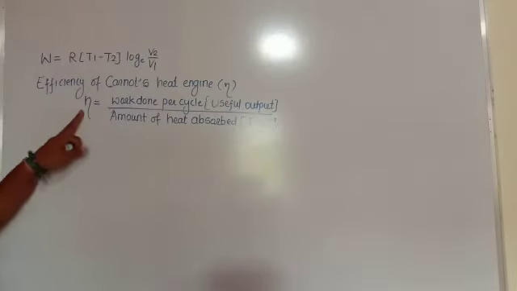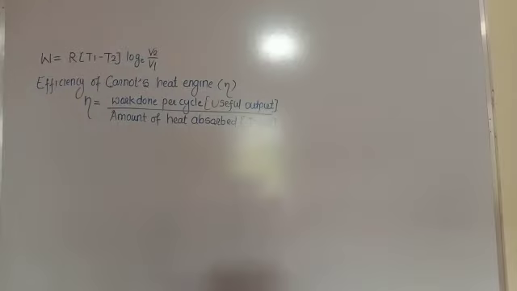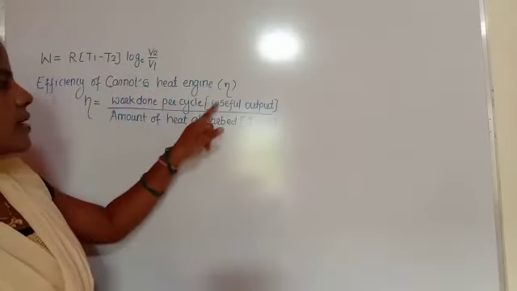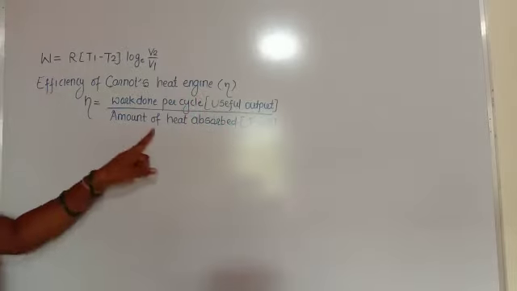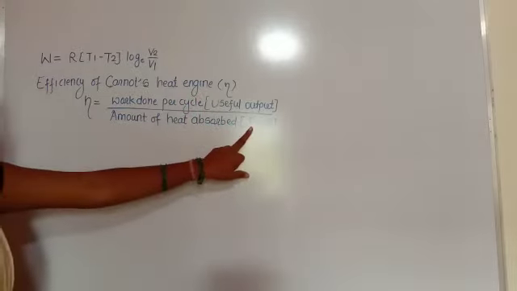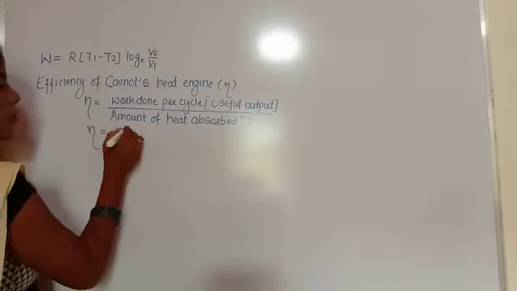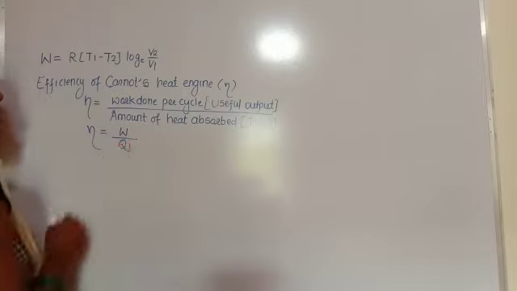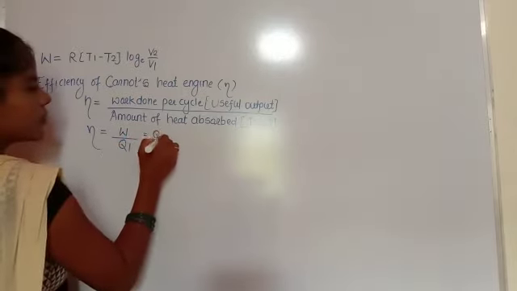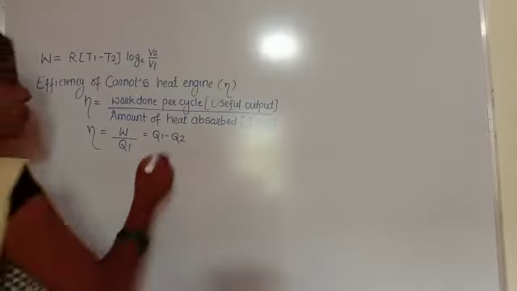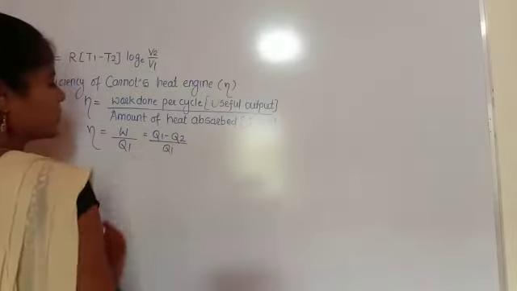Means we can simply say that the efficiency of a heat engine is the ratio of the quantity of heat converted into work, that is the work done per cycle, the useful output, to the amount of heat absorbed by the heat engine, that is the input. So eta is equal to the amount of work W divided by Q1, and this W is nothing but Q1 minus Q2. This is from the previous class. So eta is (Q1 minus Q2) divided by Q1.